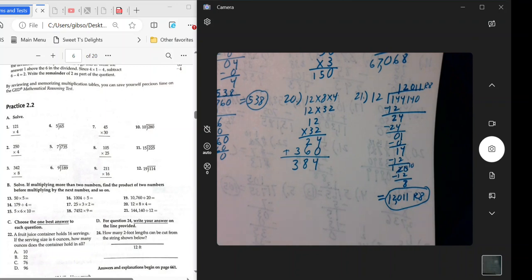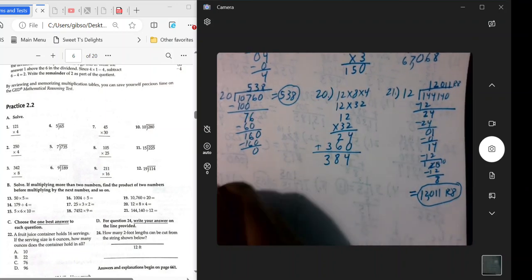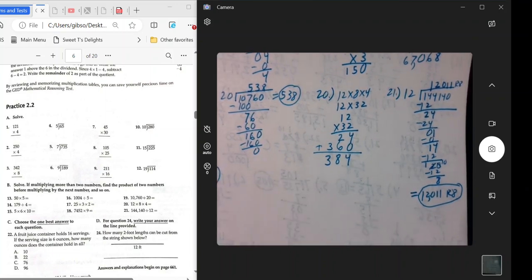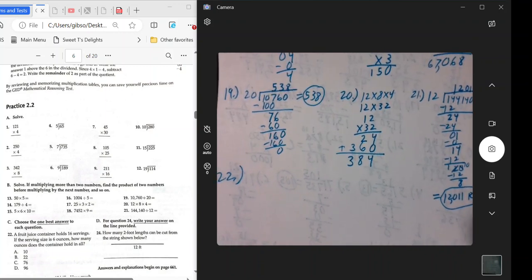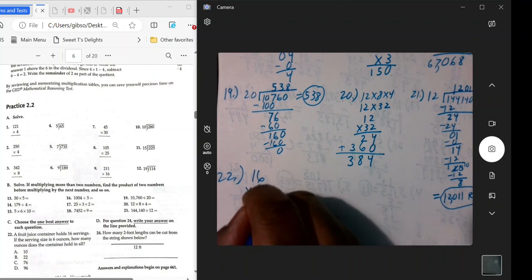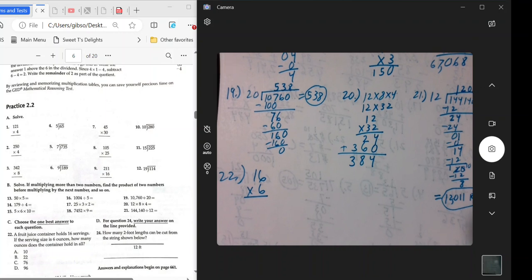Okay, so that's 21. Now we need to move on to problem 22. So problem 22, it says a fruit juice container holds 16 servings. If the serving size is 6 ounces, how many ounces does the container hold in all? Okay, so we have 16 servings, and it's 6 ounces per serving. So we'll multiply this by 6, and this will tell us how many ounces does the container hold.